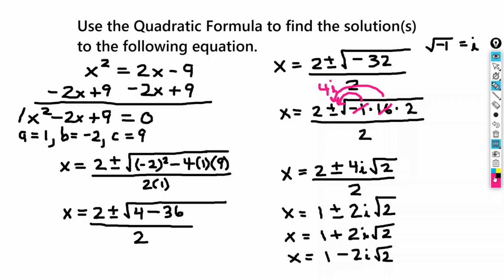So what we're going to do is we're going to take this, and I don't have to write the 1. So I'm just going to take x squared minus 2x plus 9. We're going to say y equals this. This is going to be the equation we plug into Desmos. And then we're going to look, and we're going to see that it's not going to cross the x-axis.